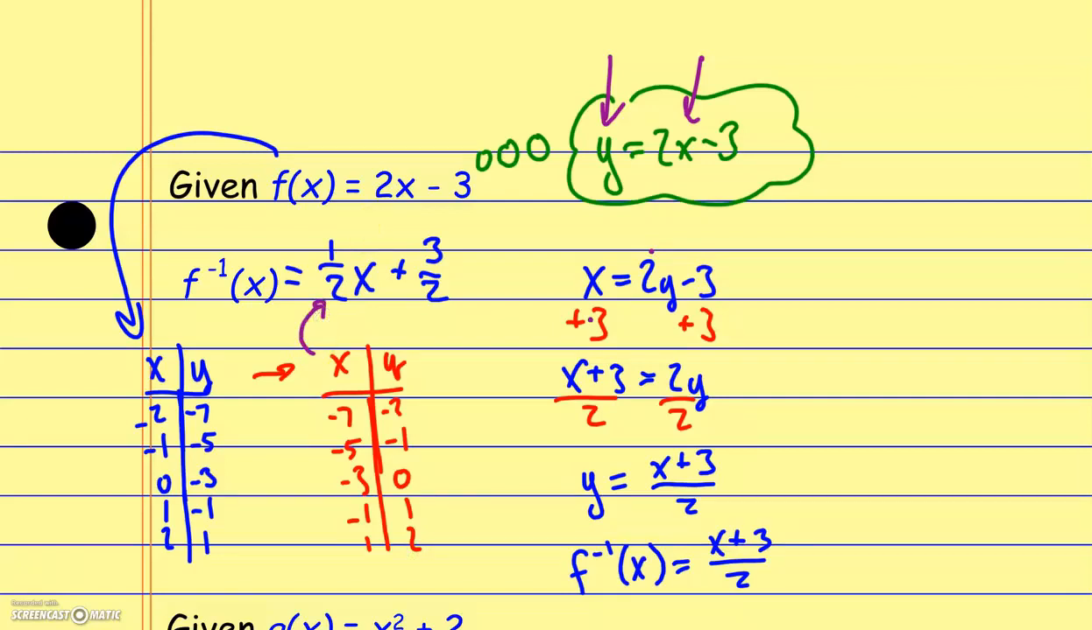If you plug the -7 in here for x, you're going to get a -2. If you plug that -5 in here for x, you're going to get a -1. If you plug the -3 in, you get a 0. If you plug the -1 in, you get a 1. If you plug the 1 in, you get a 2. And so what happens here is if I were to list every ordered pair from this original function, and then list every ordered pair from the inverse, I would see every ordered pair repeated, but the x and the y value switched, okay? So we're still following that same concept where we're switching the x and the y value.